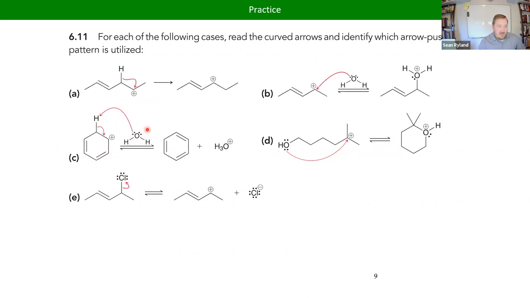So if I give you these steps, we just want to classify. So for A, we have a carbon hydrogen bond, arrow drawn towards a positive charge. And then when we look at the product, the positive charge is moved over. In other words, the hydrogen moved to the right. We moved a sigma bond towards the right-hand side to make a more stable carbocation. So if we're looking at this and trying to assign what type of step that is, that'd be a rearrangement.